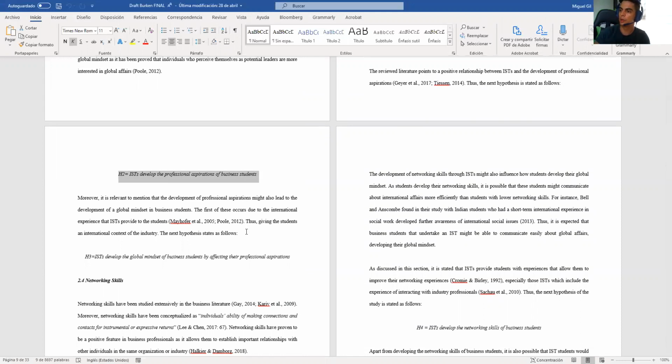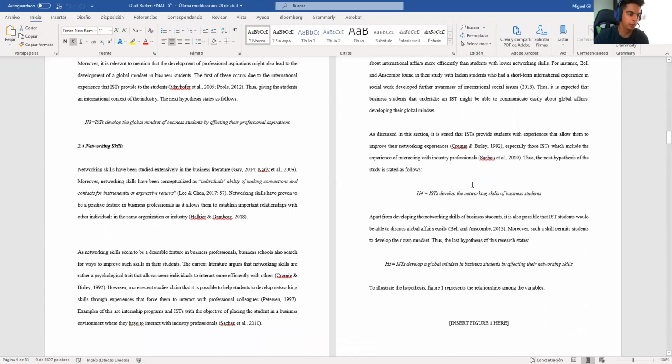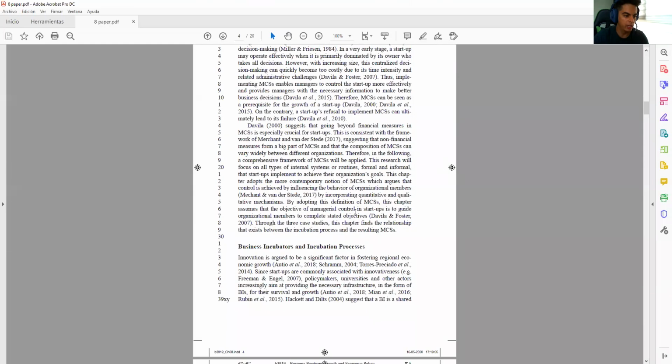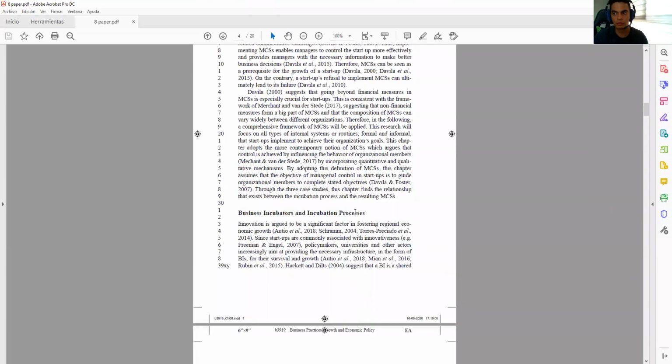It's like, okay, what's wrong with this? Why am I doing something beyond what has already been done? And the same for networking skills. And here I have the 5 hypotheses. So as I remember, most of you are doing qualitative. So in the end, try to do that.